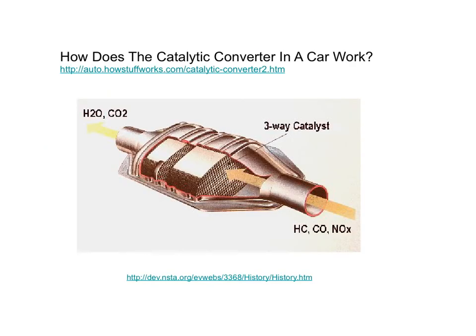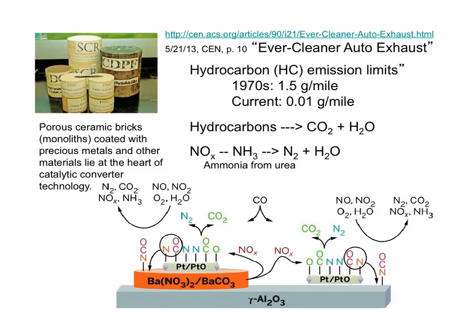The catalytic converter in our car uses platinum as the catalyst. It's called a three-way catalyst because it does 3 things. It will convert unburned hydrocarbons to CO2 and water. It will convert carbon monoxide, which is poisonous, to carbon dioxide. And it will convert the NOx pollutants to N2 gas. This picture shows some of the reactions that occur at the surface of the platinum catalyst.